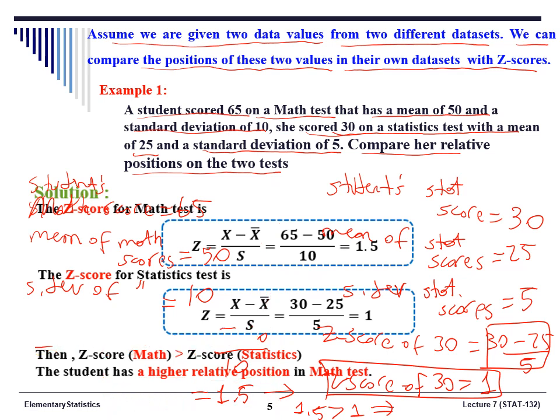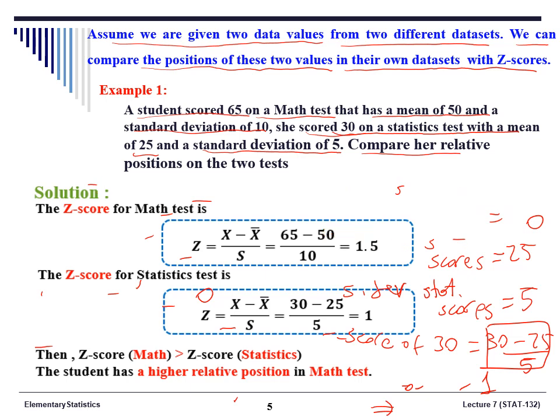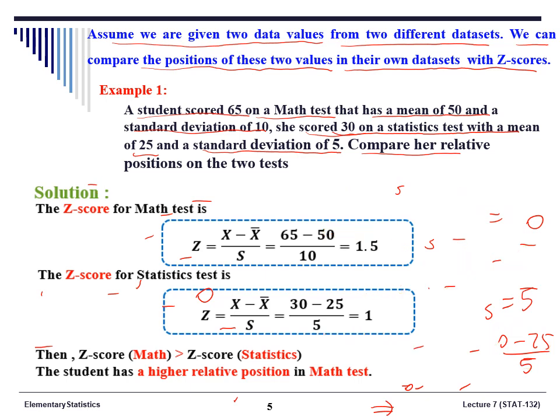So we say at the end the student has a relative position in the math test because the z-score of math is bigger than the z-score in statistics. So here is what you can do here.